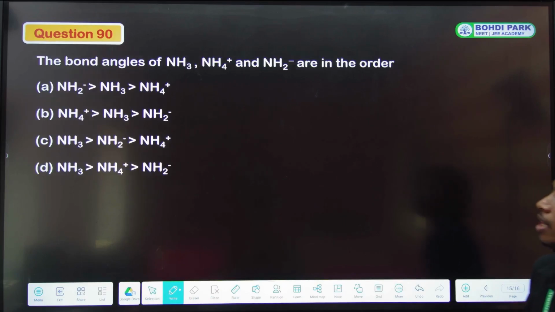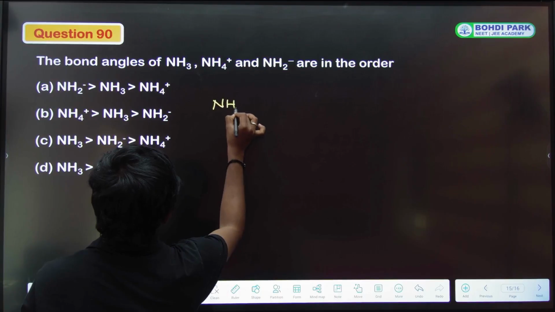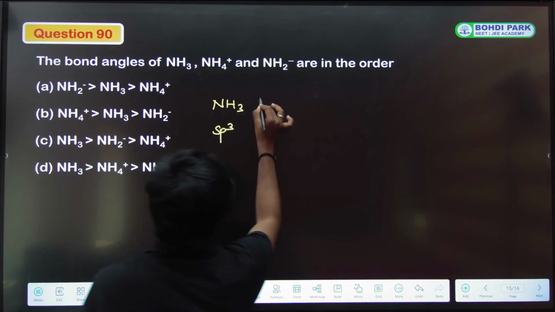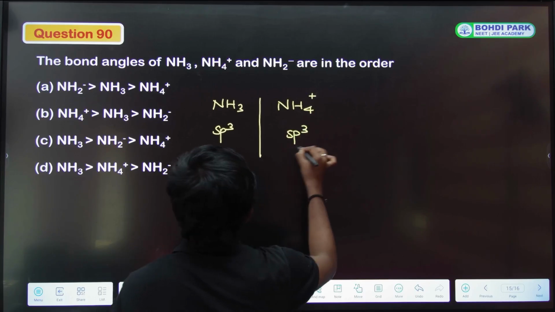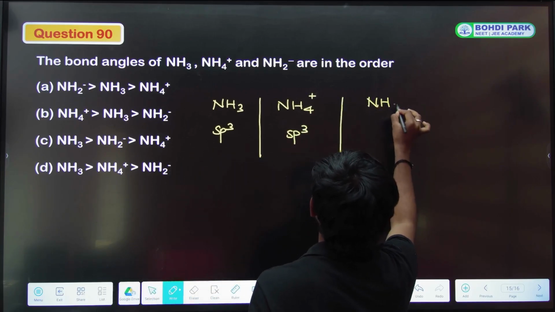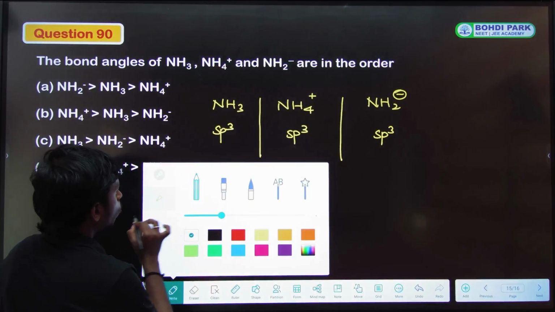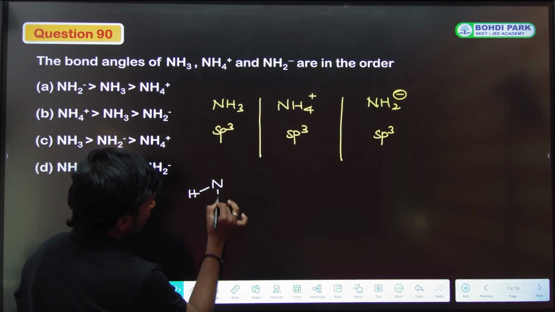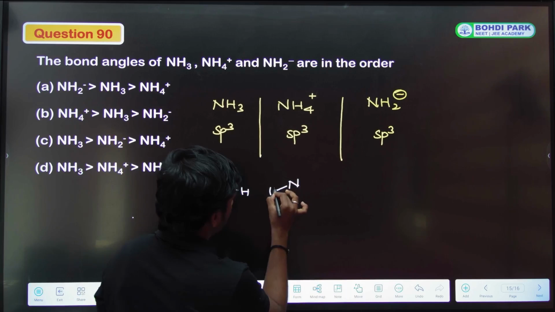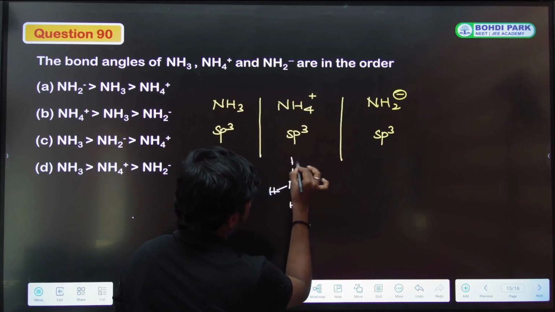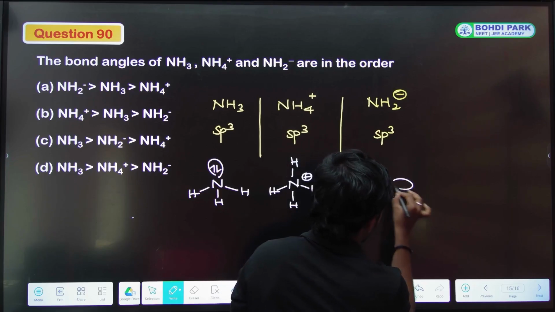அடுத்த question, the bond angle of NH3. Okay வா, NH3 in hybridization will be sp3 hybridization. NH4 plus in hybridization, sp3 hybridization. NH2 minus in hybridization, it is also sp3 hybridization. What will be the structure? Ammonia la nitrogen hydrogen hydrogen hydrogen ஒரு lone pair. இங்க nitrogen சுத்தி 4மே bond pairs தான் with the positive charge on nitrogen. அடுத்து இங்க nitrogen ட்ட 2 lone pair 2 bond pairs.